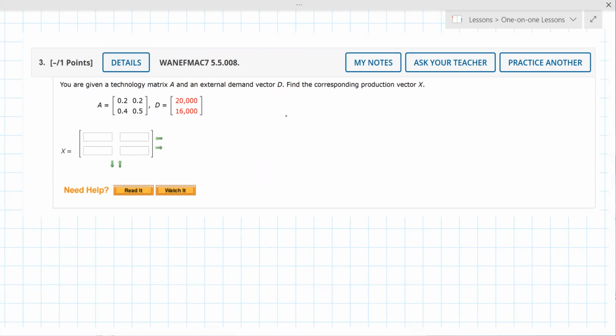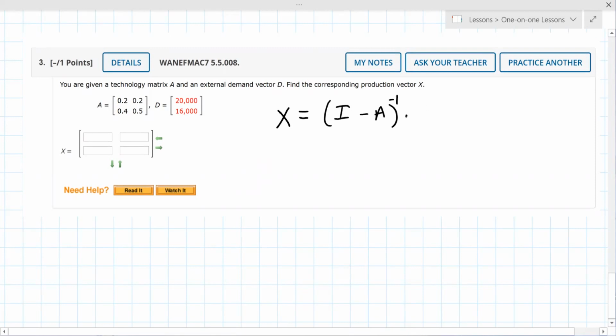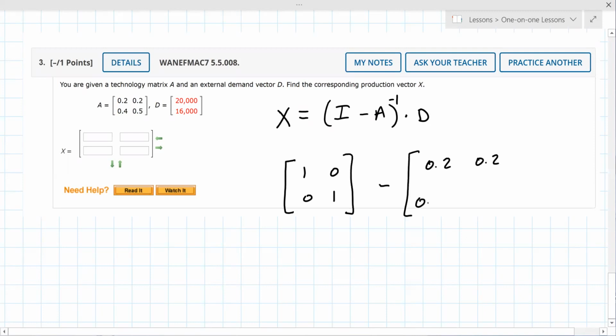So the value of x we just found is the identity matrix minus A inverse times D. So we have to do that now. We have to actually do these calculations. So in this case, I is the identity matrix. It's 1, 0, 0, 1. And you're subtracting A, which is 0, 0.2, 0, 0.2, 0, 0.4, 0, 0.5. So I'm just grabbing those numbers. So you would perform this operation, and then you would take the inverse.